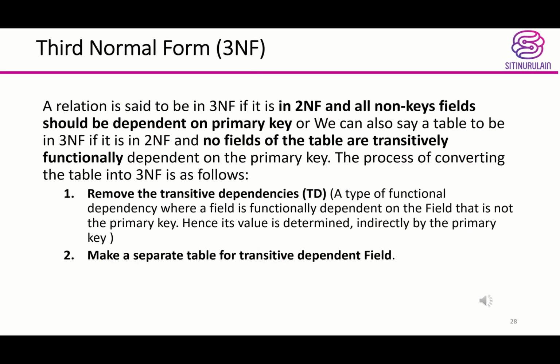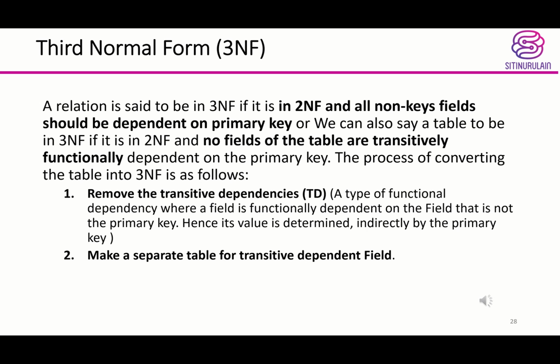A database table is said to be in third normal form if it is in second normal form and all non-key fields are dependent on the primary key. Or we can also say a table is in third normal form if it is in second normal form and no fields of the table are transitively functionally dependent on the primary key. The process of converting a table into 3NF is as follows.